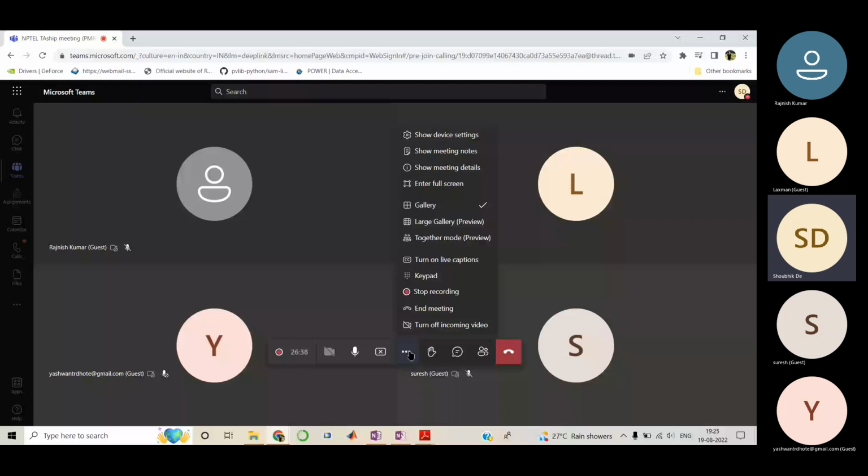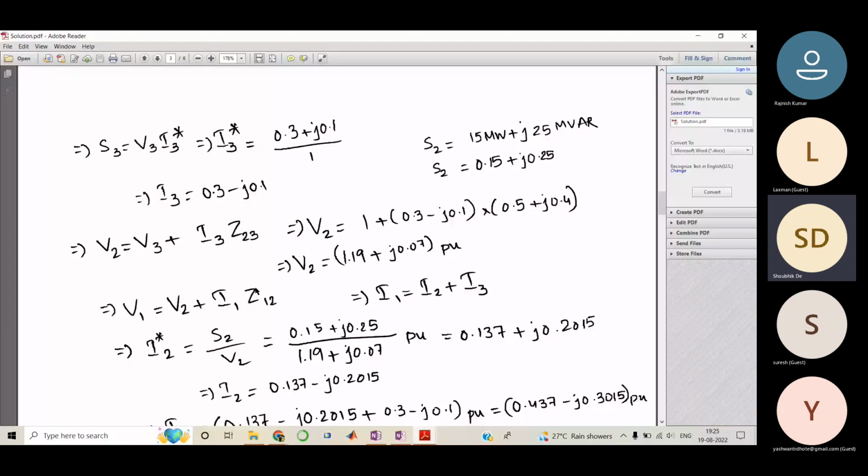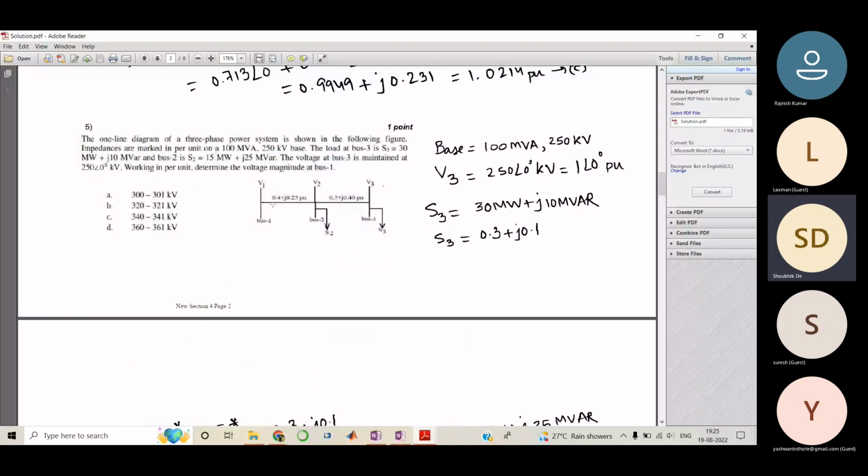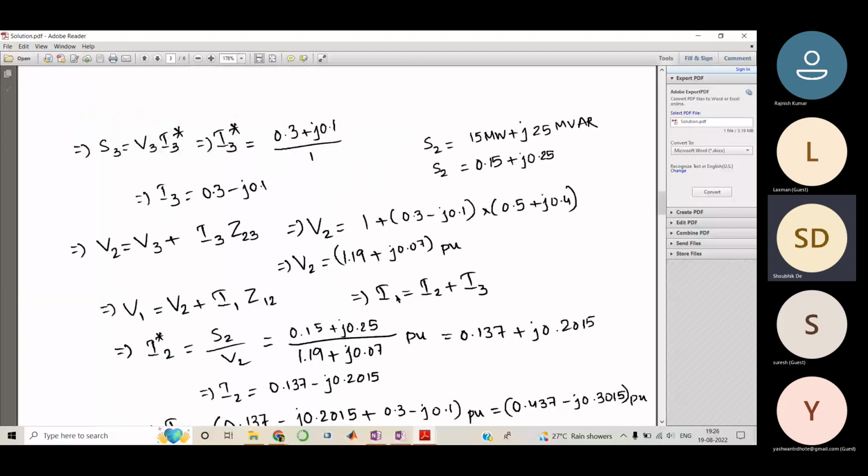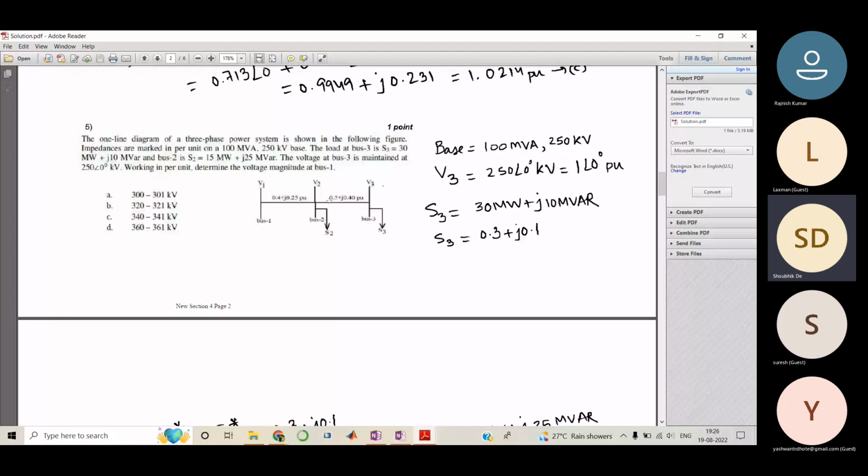So now V1 would be V2 plus I1 into Z12. Z12 is the impedance of line 1 and 2, 0.4 plus j0.25. But if you notice, I1 is the sum of this current and this current, right? The current flowing through the line between V2 and V3 and also through load 2, which is I2 plus I3.